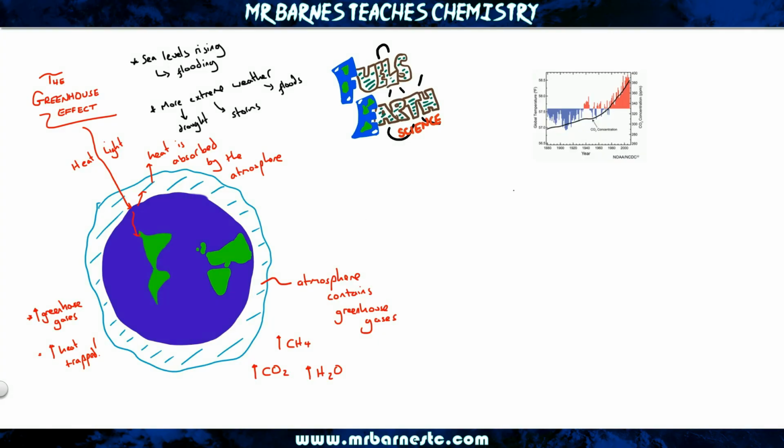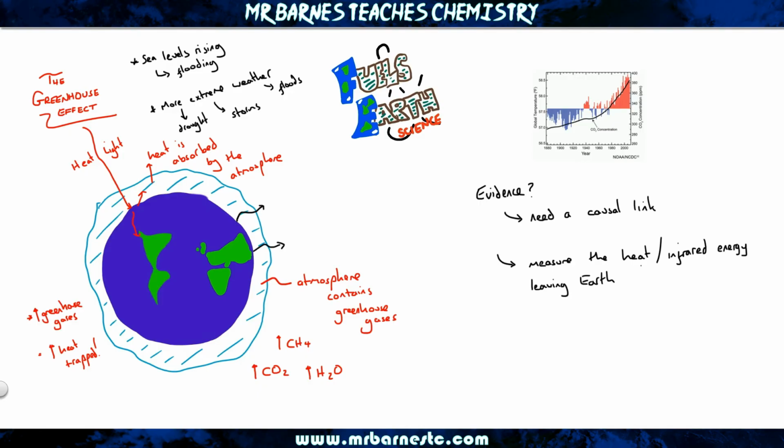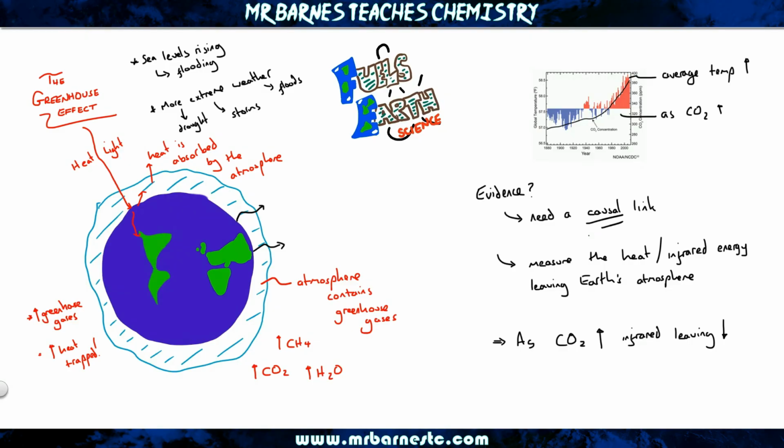Now, it's really important as scientists that we can back up these claims. So how do we have the evidence that as carbon dioxide levels are going up, so is the temperature of the Earth? And this is called a causal link. A causal link is where something directly impacts on another. So what scientists did was they measured the heat or infrared energy leaving the Earth's atmosphere. And as carbon dioxide levels have gone up, the amount of infrared energy leaving has gone down. So that proves that as carbon dioxide levels have gone up, the average temperature has gone up, and we're fairly confident that there is a causal link there.